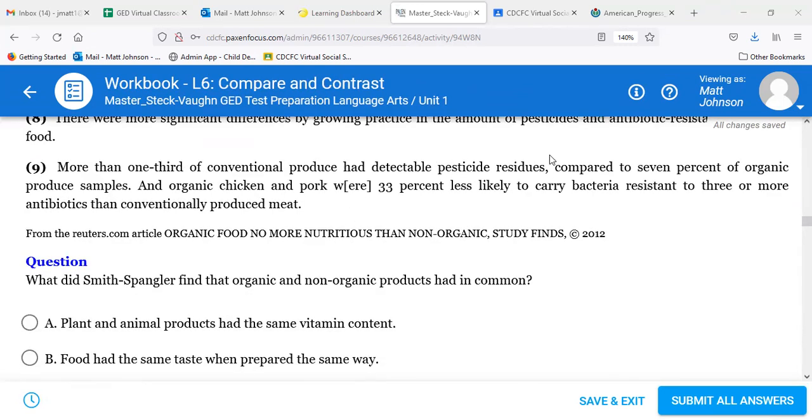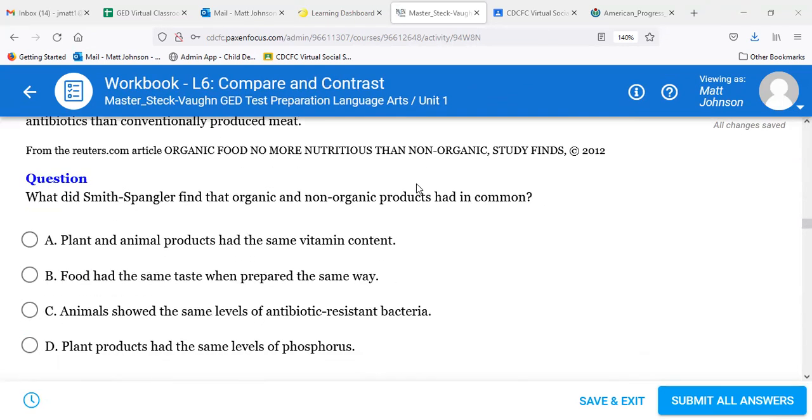Number 5. So what did Smith Spangler find that organic and non-organic products had in common? So we're talking about comparisons here. What do they have in common? A, plant and animal products had the same vitamin content. B, food had the same taste when prepared the same way. C, animals showed the same levels of antibiotic-resistant bacteria. Or D, plant products had the same levels of phosphorus. Which one's correct here?